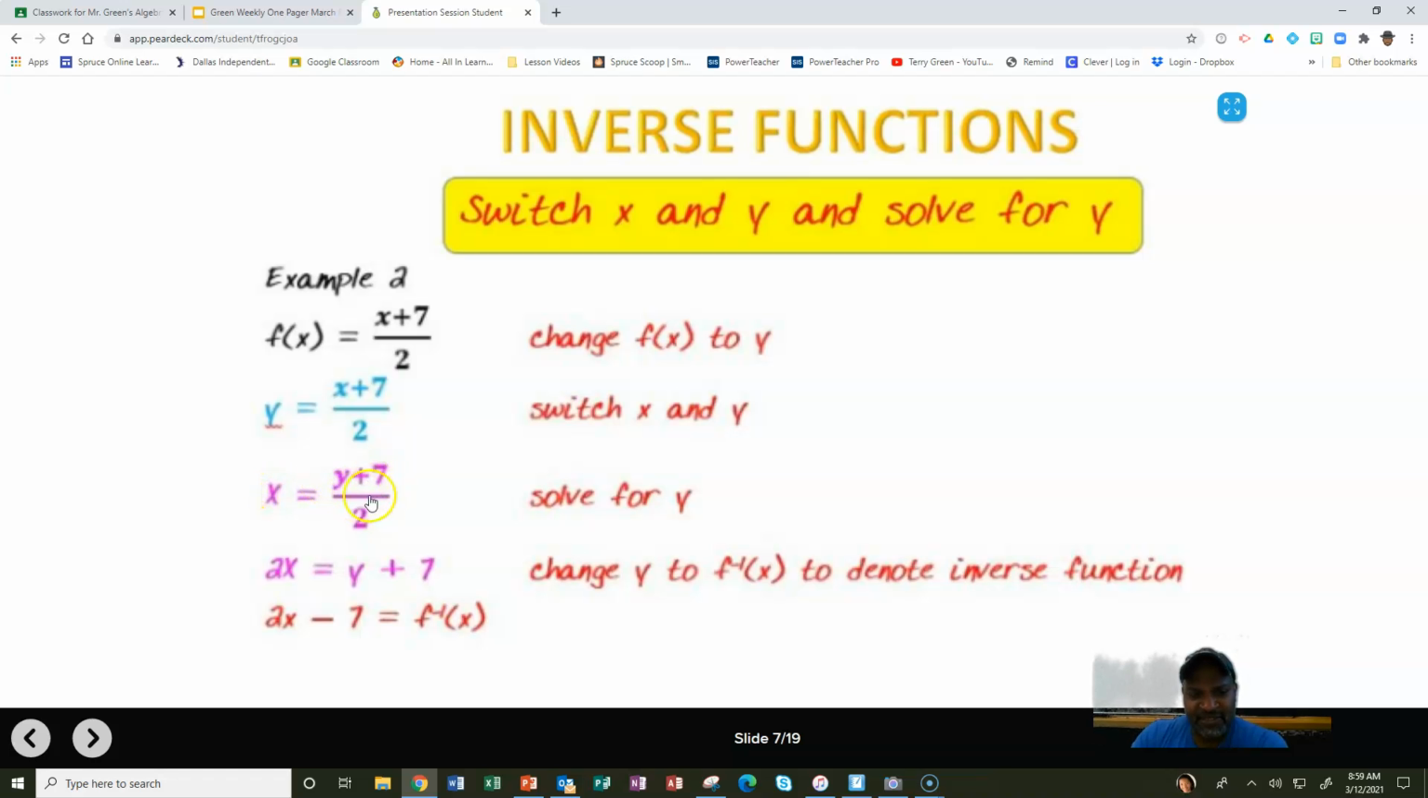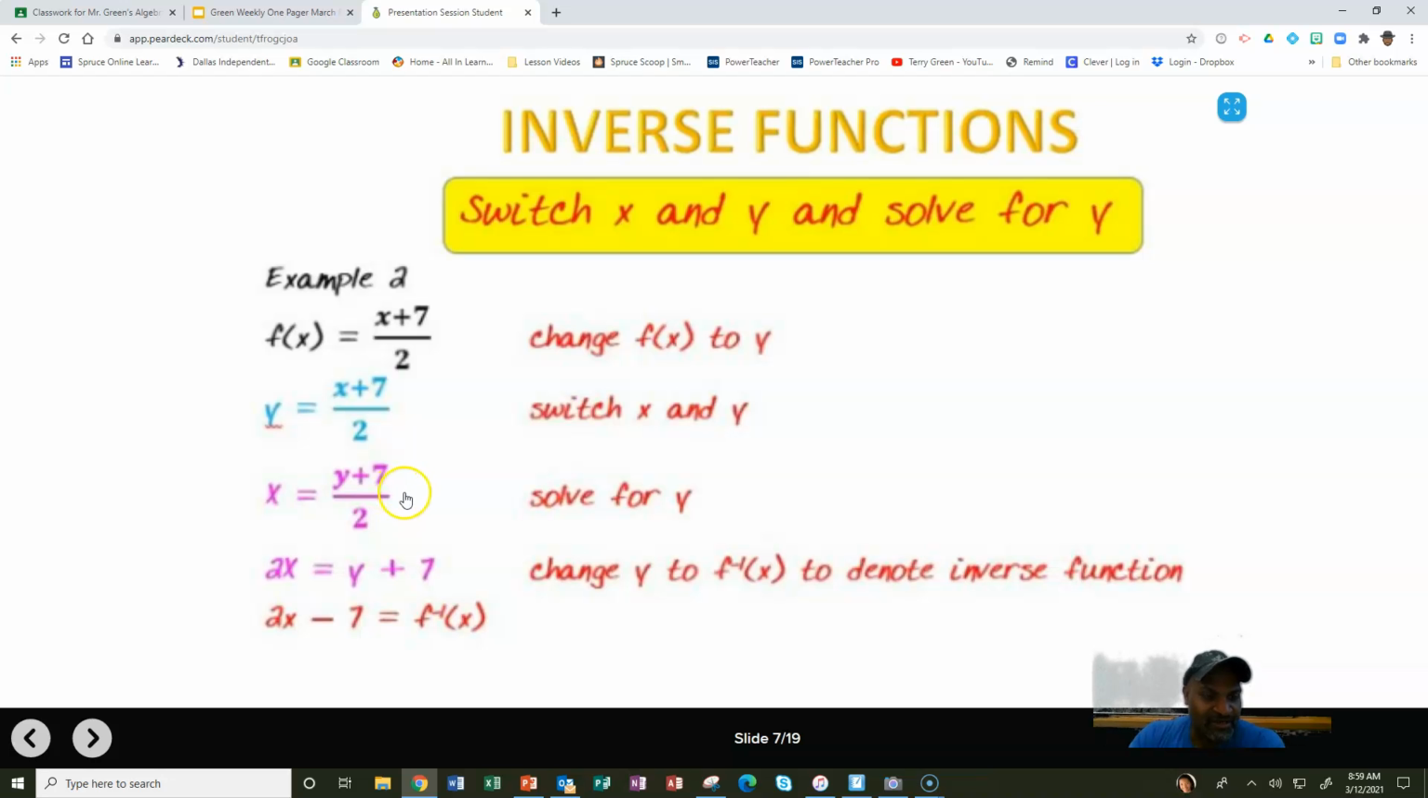In this particular example, there are two operations. You've got y plus 7 divided by 2. And since that 2 is kind of grouped, then we've got to take care of the division first. The opposite of division is to multiply. Multiply both sides by 2.